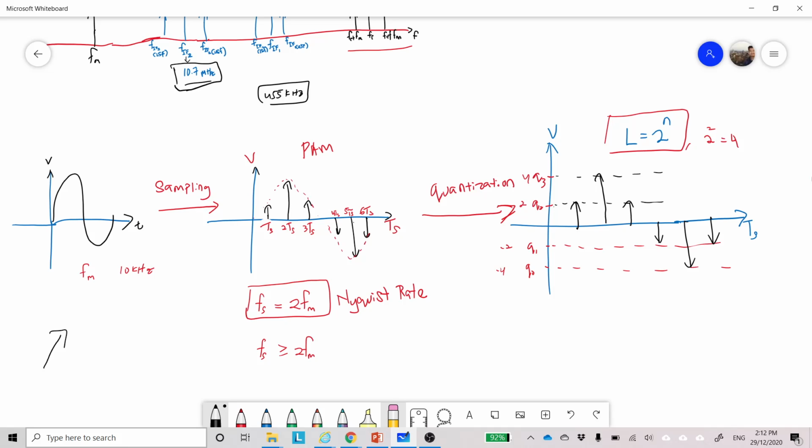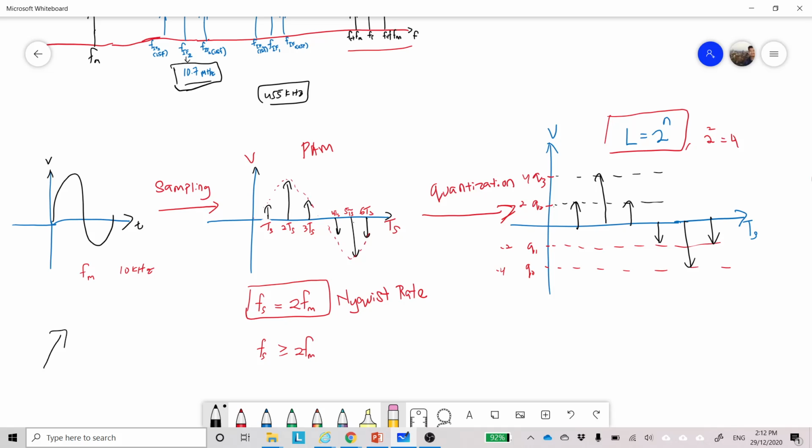Okay, continuous terhadap masa. So untuk menjadikannya sebagai digital signal, it needs to be going through a few processes. Okay, the first one is to do the sampling process. Sampling is a process of changing from continuous time signal into a discrete time signal. Okay, sampling adalah proses untuk menukar continuous time signal into a discrete time signal.